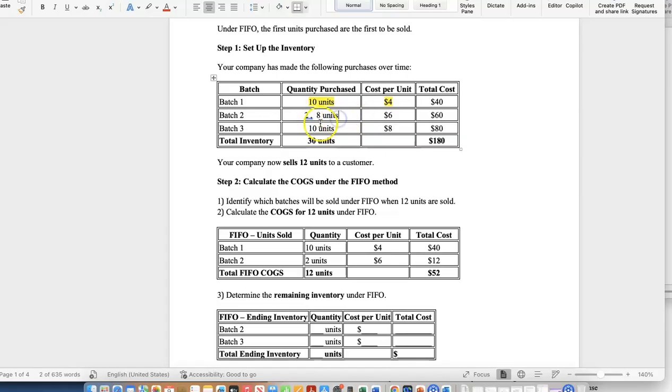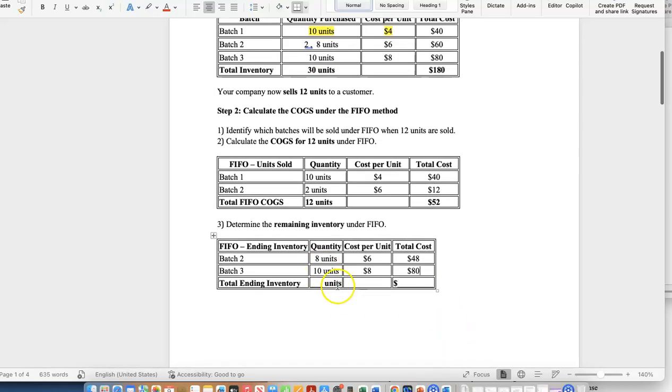Okay, so now I'm going to take these 8 units. Those are still in inventory from batch 2. So 8 units. Those cost $6 each. 8 times 6 is 48, so let's enter the total cost of those units, $48. That takes care of batch 2. Now in batch 3, we still have all 10 unit cost there, so let's enter 10 for our units in batch 3, and the cost of each unit was $8. 10 units times $8 is a total of $80.